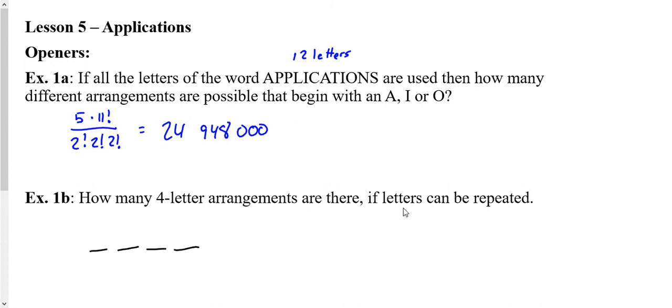However, it says if the letters can be repeated, so that means there's no difference between this first A or this first A, or this first P or this first P. So it doesn't really matter if we have repetition. So in total, how many letters do we have now? Because of this, I'm going to write a quick note that we have 9 unique letters.